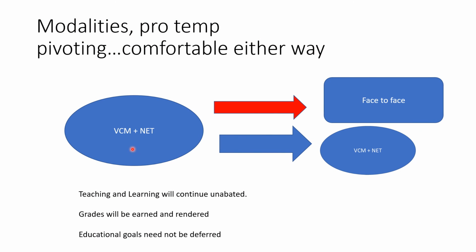This course was intended to be face-to-face, but they've agreed to start this remote, so we're going to be doing kind of a combination of VCM and net with a goal of trying to go face-to-face. If we have to stay or switch back and forth between those modalities based on COVID conditions, we can do that. Either way, teaching and learning will continue unabated, grades will be earned and rendered, and educational goals need not be deferred.